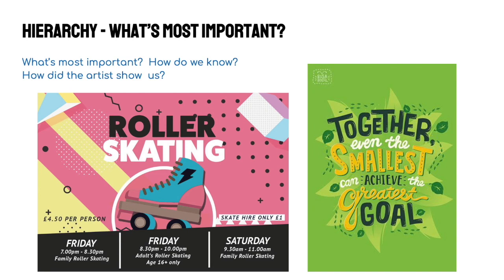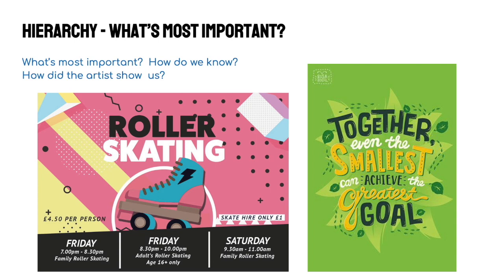So in the image on the left here, we can see a giant roller skate and the words roller skating. Anyone that would be excited about roller skating will see the picture and the words as the most important thing in the image. All of the other details, the price and what days it is, that's all smaller in the hierarchy. So hierarchy just means what's most important.